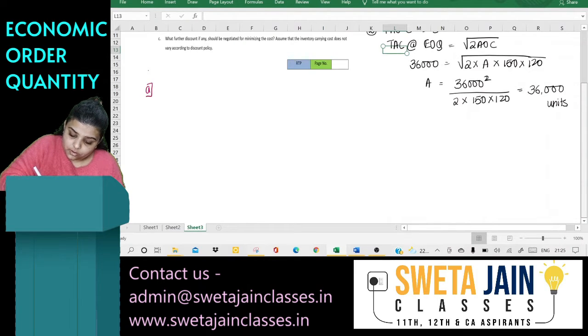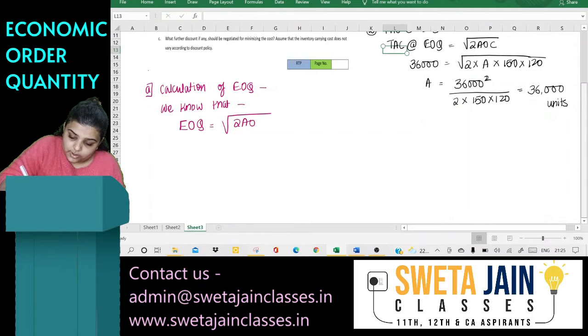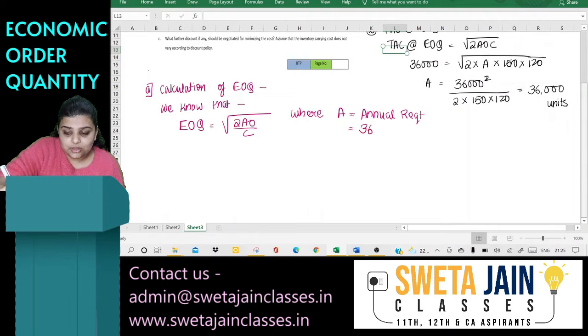A. Calculation of EOQ. We know that EOQ is equal to root over of 2AO by C, where A is equal to annual requirement, which we have already calculated at 36,000 units. You can refer to working note 2 in this case.